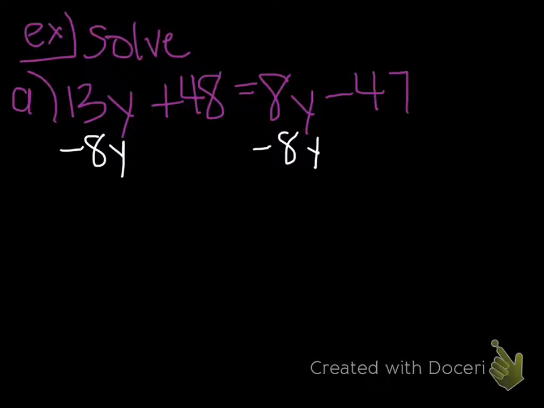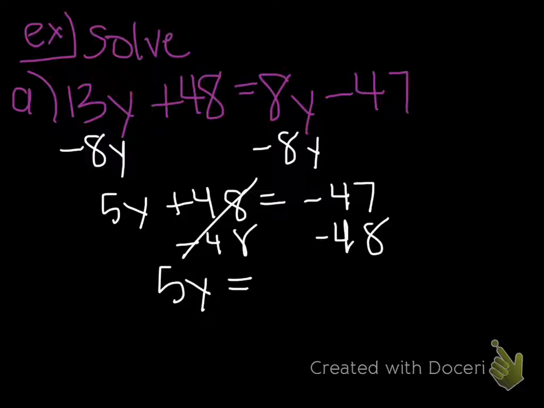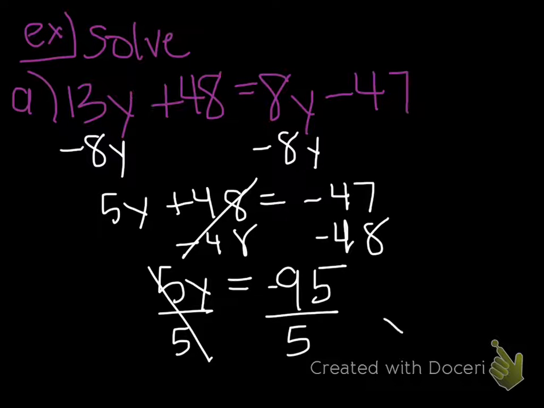So by subtracting that 8y, I'm now left with 5y plus 48 equals a negative 47. Be careful not to drop the negative. Then we're going to subtract that 48 over. They will cancel, so now I have 5y equals negative 95. And then the last step to do is divide both sides by 5 to get y by itself. So y is going to equal negative 13.